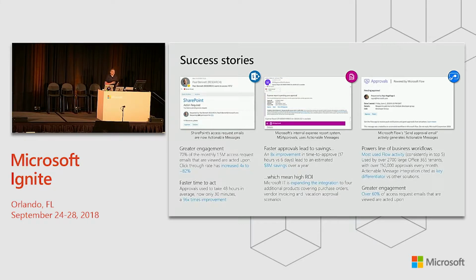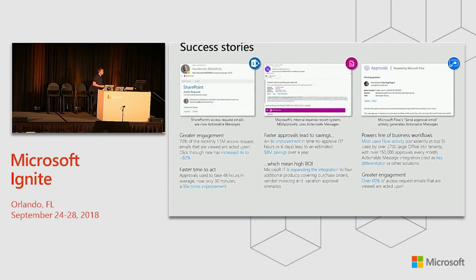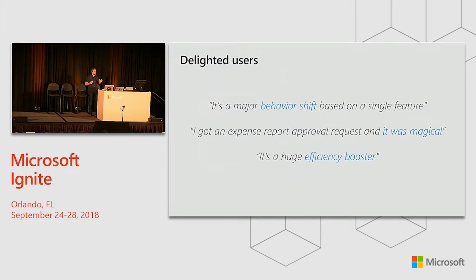So this is really, at Microsoft, it has made a big difference to start using actionable messages for our internal processes, and even our customers who use Flow are seeing advantages. And I want to give you a few quotes that are coming directly from important people internally, including some VPs. It's a major behavior shift based on a single feature. When I read that the first time, I thought, yes, I love to hear that. Because indeed, yes, it's a single feature, as in, you just make a message more dynamic and actionable.